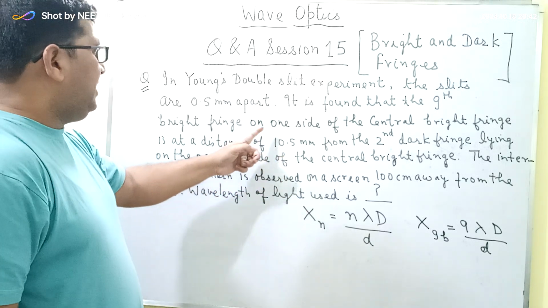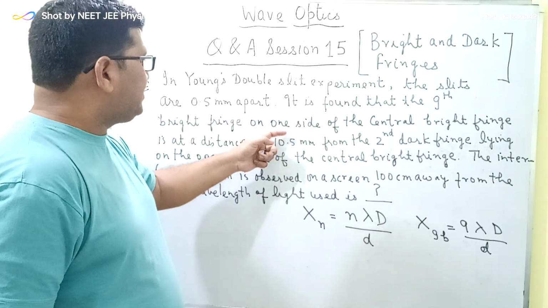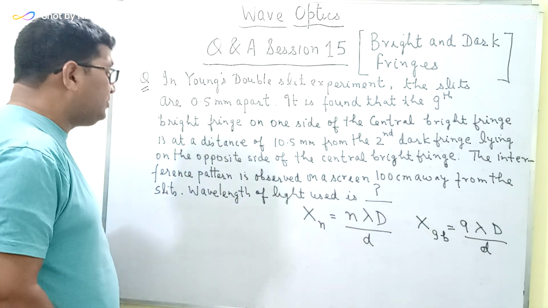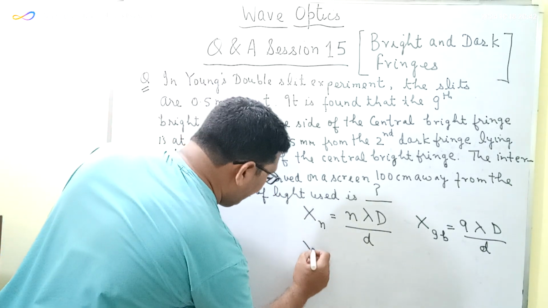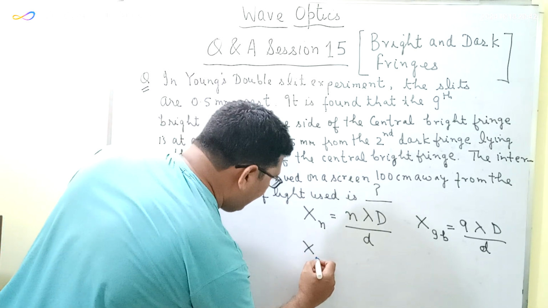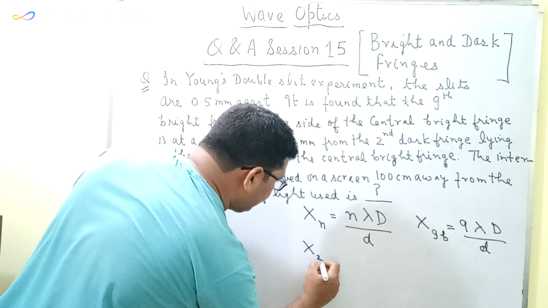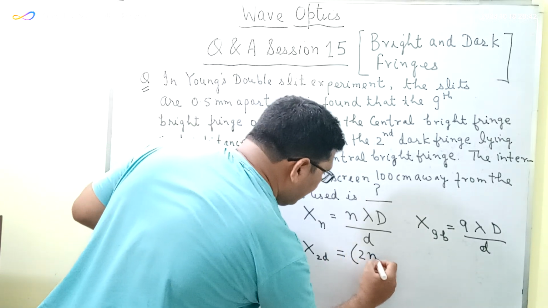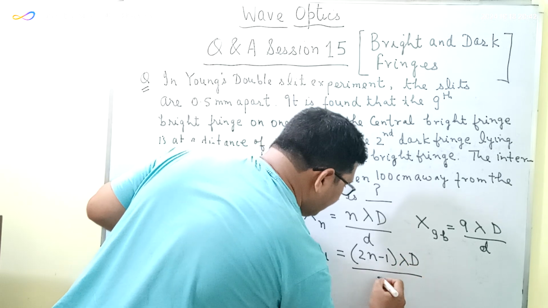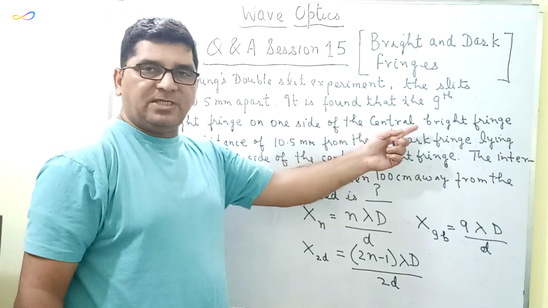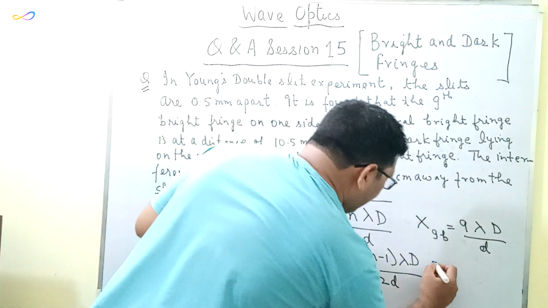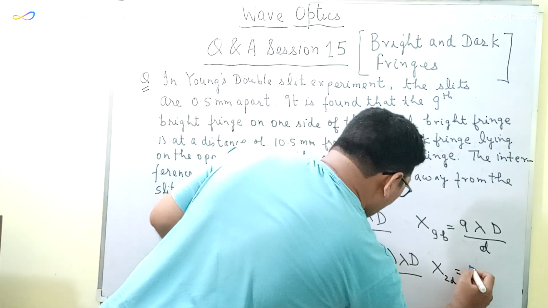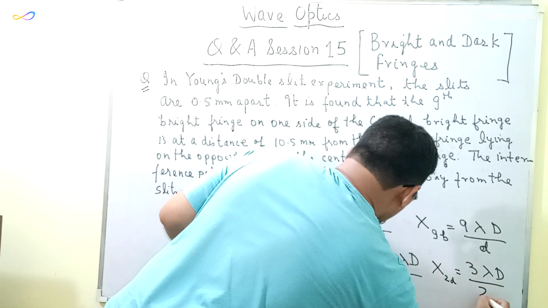Now here the ninth bright fringe, which is lying on one side of the central bright fringe, is at a distance of 10.5 mm from the second dark fringe, which is lying on the opposite side of the central bright fringe. So let us say the second dark fringe is x2d. This x2d will be equal to (2n minus 1) lambda D upon 2d. This is the formula for the nth dark fringe from the center of the screen, or from the central bright fringe. So x2d will be equal to, here n is equal to 2, so 2 into 2 is 4, 4 minus 1 is 3, so this is equal to 3 lambda D divided by 2d.